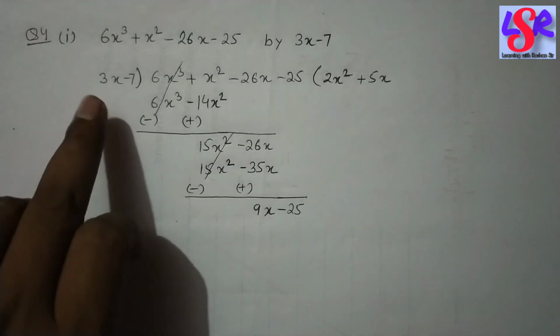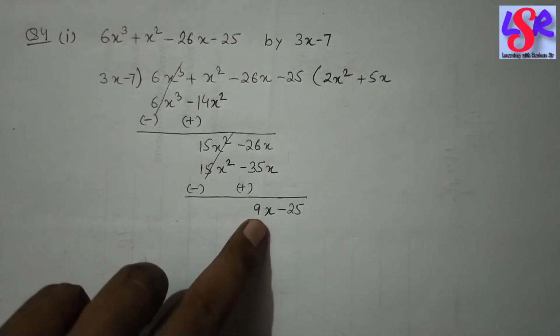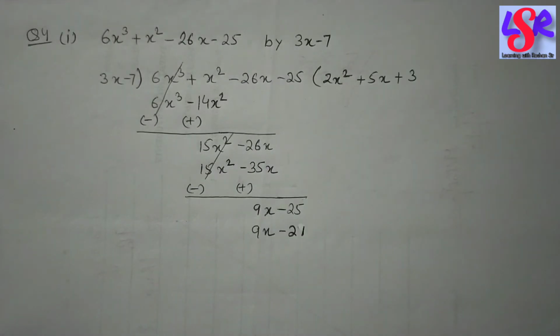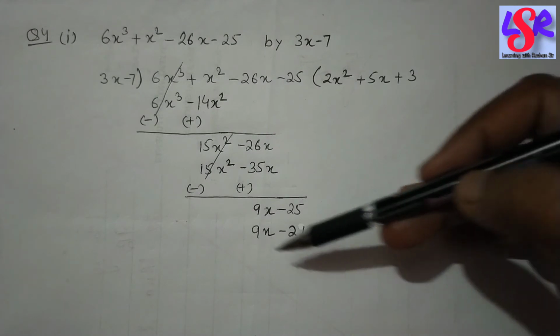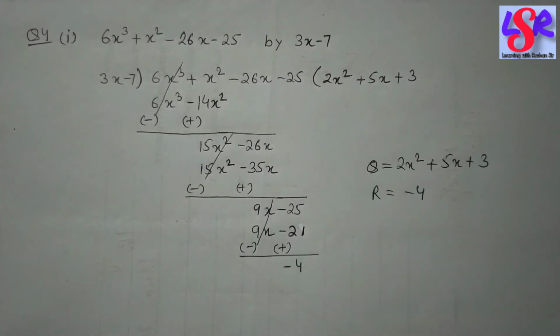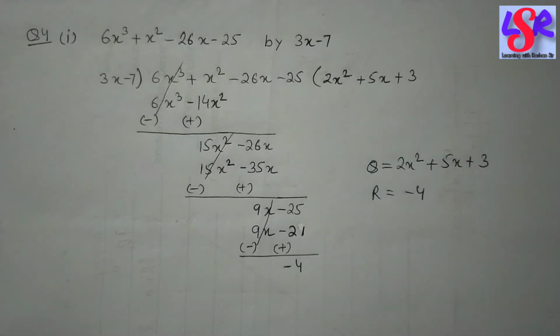Here we are left with 9x minus 25. Now we will multiply 3x by 3 to get 9x, and minus 7 into plus 3 to get minus 21. Then we are going to subtract these two, and we are left with minus 4 as remainder and 2x square plus 5x plus 3 as quotient.